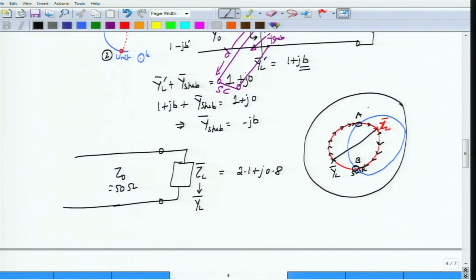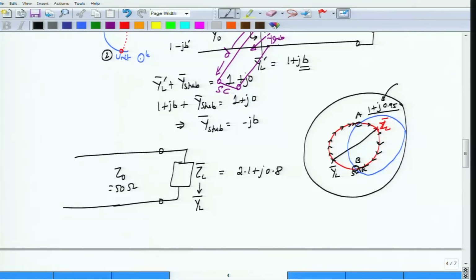At A you can read the value, so let's say this is about 1 plus j0.95. Again, this is not an exact value, this is something that you have to read from your Smith chart. I am using simple numbers over here just to show you how to perform this stub matching.